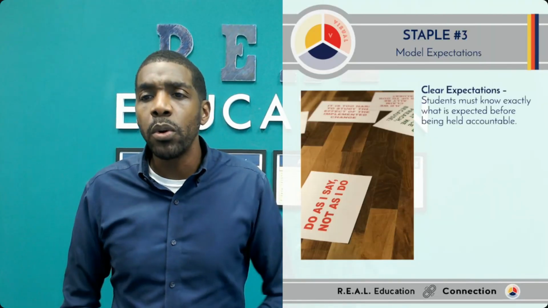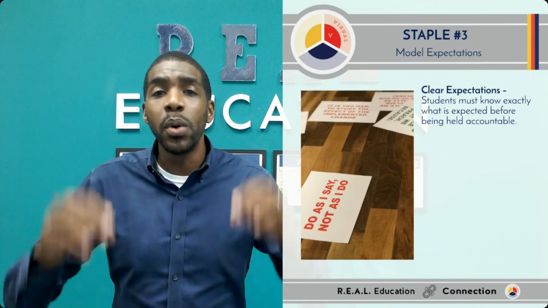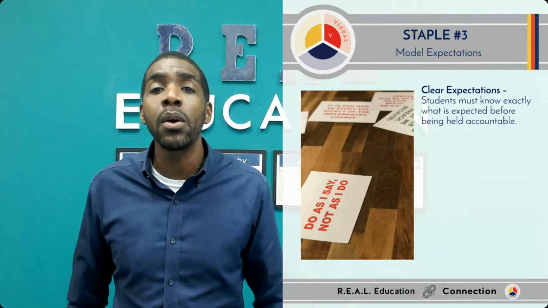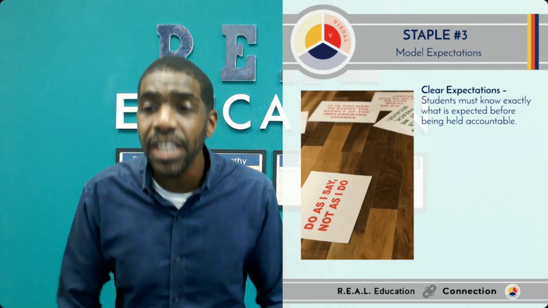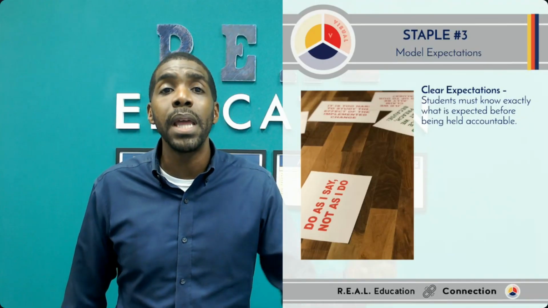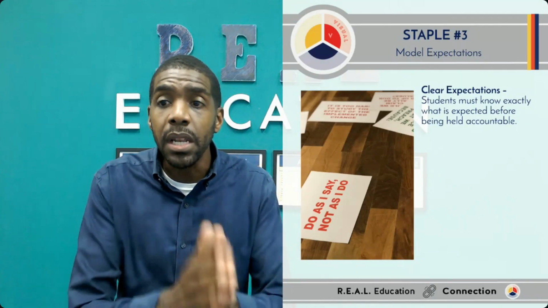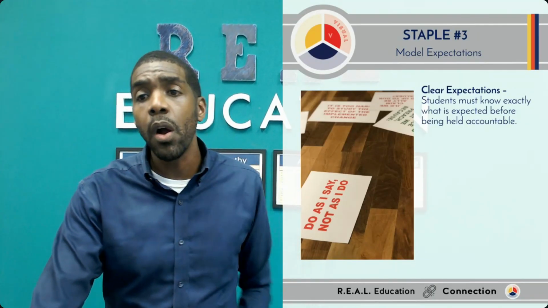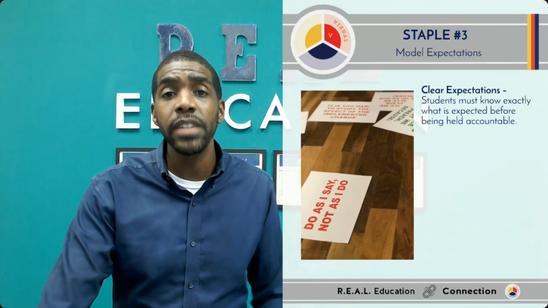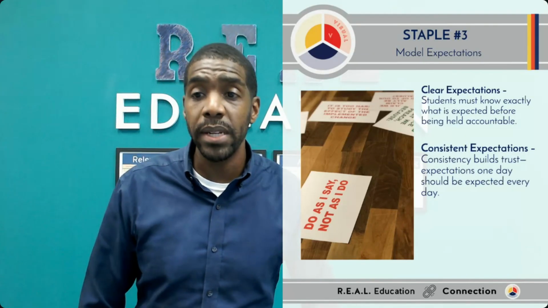And so the first thing I want you to do is have clear expectations. Students must know exactly what's expected before being held accountable. Let me say that again. Students must know exactly what is expected before being held accountable for whatever you have. So they have to be clear. And one of the staples we're going to talk about is how to create those expectations with students, especially at the beginning of the year. The next thing is have consistent expectations.